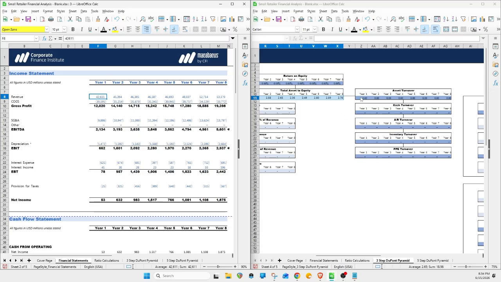Next is asset turnover, which is revenue over total assets. Asset turnover shows how effectively the company uses its assets to generate sales.